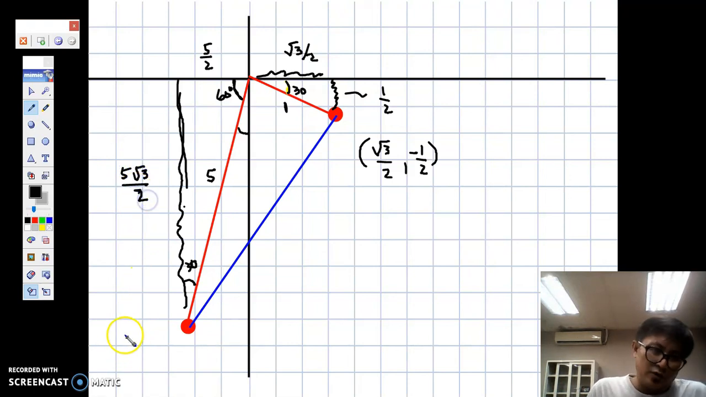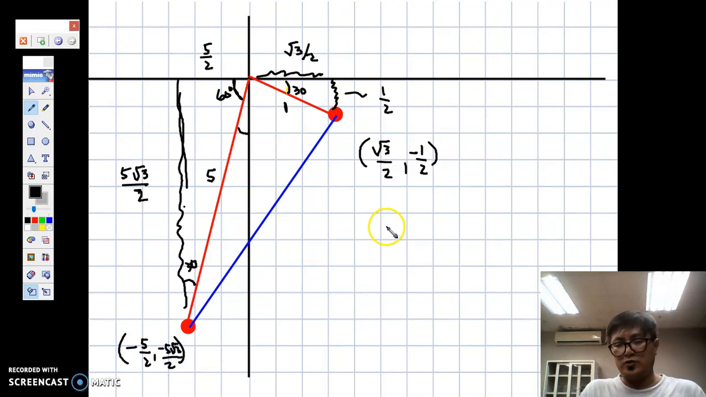Now, we know that the point is in the third quadrant, therefore, the coordinates are negative 5 halves and negative 5 square root of 3 over 2. These are the new coordinates of the new endpoints after the rotation.